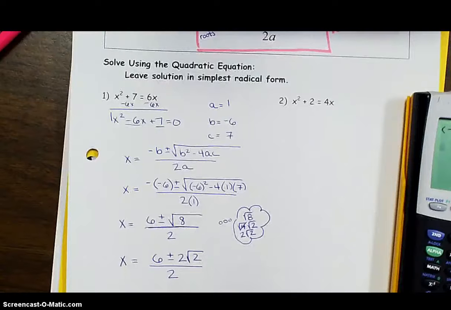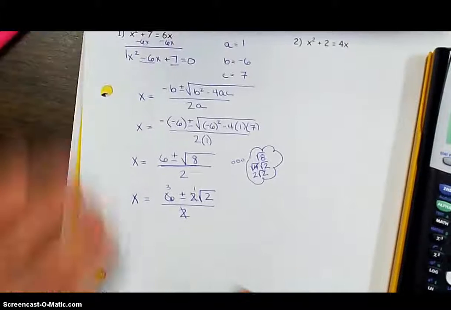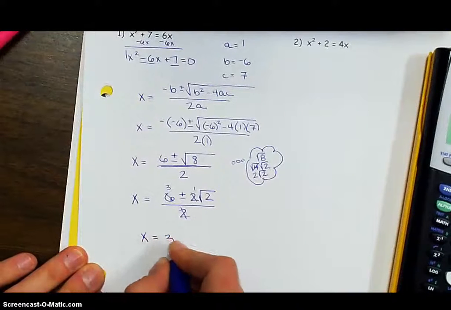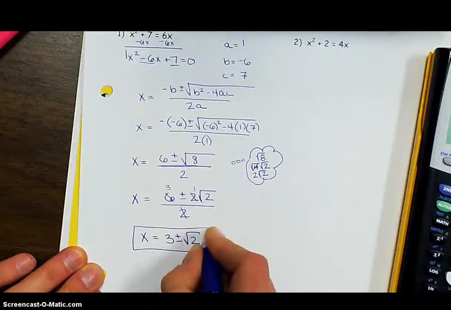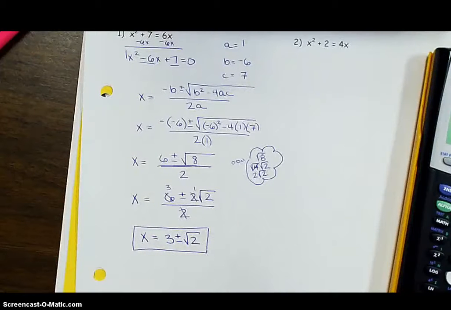Now, if I look carefully, are both 6 and 2 divisible by 2? Yes, they are. So that means we can actually divide. If you want to simplify the fraction, it has to go into both of these. Does 2 go into 6? Yes, 3 times. Does 2 go into 2? Yes, 1 time. So we can cancel out that 2, and we end up with x is equal to 3 plus or minus radical 2. And that, ladies and gentlemen, is how you complete the square.